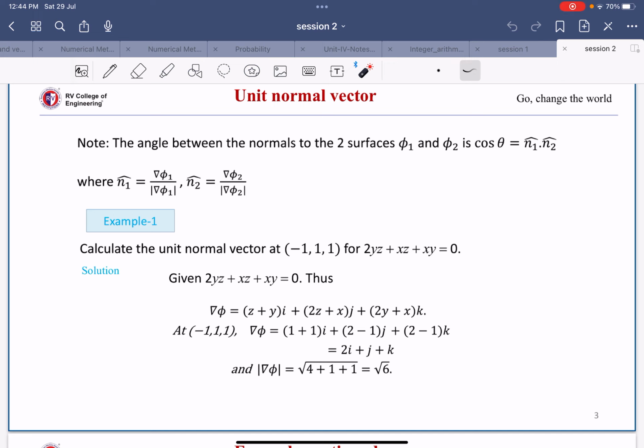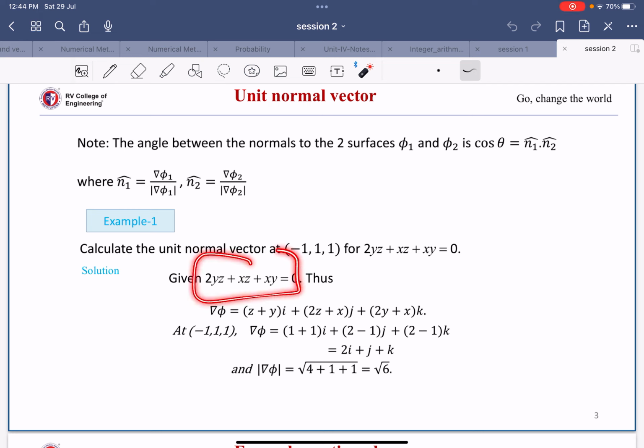When we differentiate this partially with respect to x, y and z are treated as constants. So this will be 0 when we differentiate partially with respect to x. So we get z plus y as the first term into i cap. Differentiating with respect to y, we get 2z plus x. x and z are treated as constants when differentiating partially with respect to y, so differentiating that term with respect to y becomes 0.